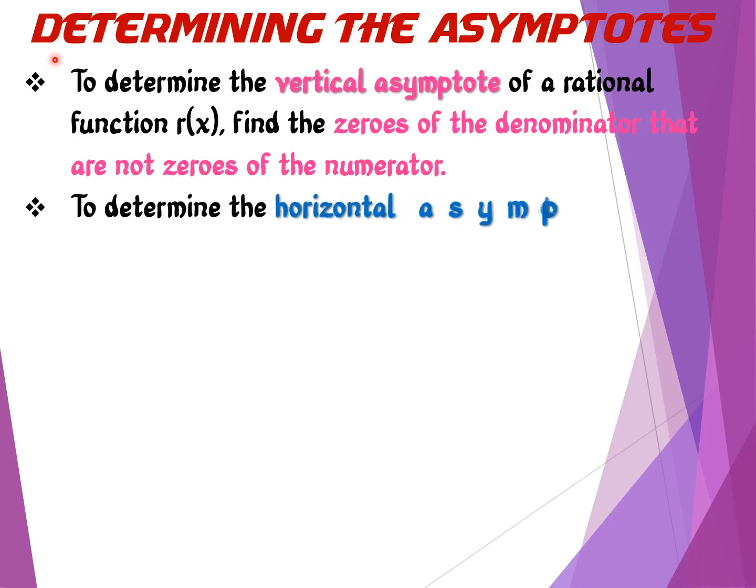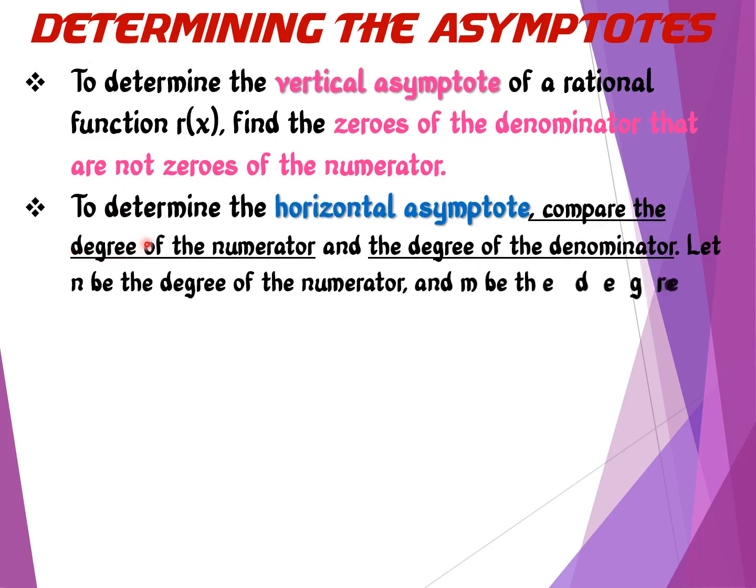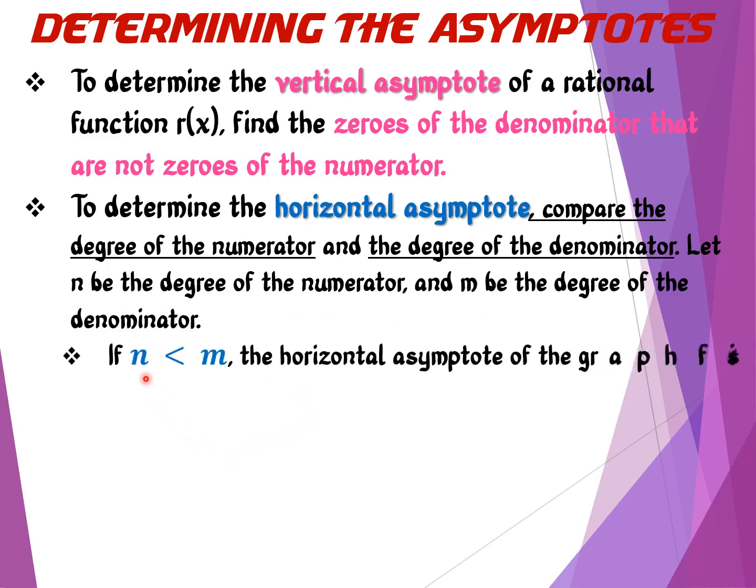Now, for the horizontal asymptote, you're going to compare the degree. When we're talking about the degree here, we refer to the exponent. So we're going to compare the exponent of the numerator and the denominator, and we will represent the degree of the numerator by n and the degree of the denominator by m. Now, if the exponent of the numerator is less than the degree of the denominator, then we only have the horizontal asymptote, which is the line y is equal to 0.